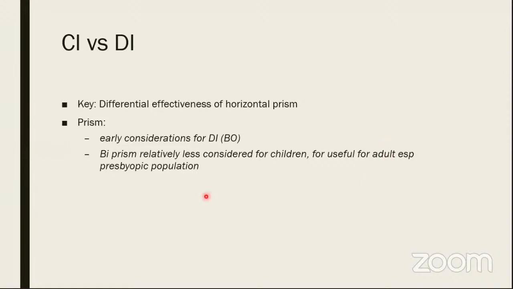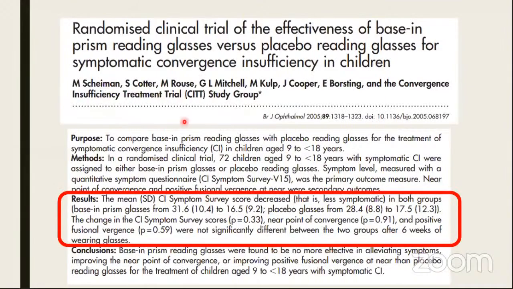Okay, so there has been one randomized trial. The reason base-in prism is not considered in children is that a randomized trial was done. A paper was published entitled randomized clinical trial of the effectiveness of base-in prism reading glasses versus placebo reading glasses for symptomatic convergent insufficiency in children. So it was actually a randomized clinical trial.